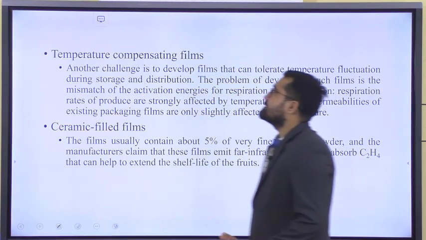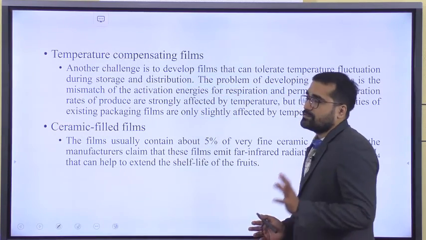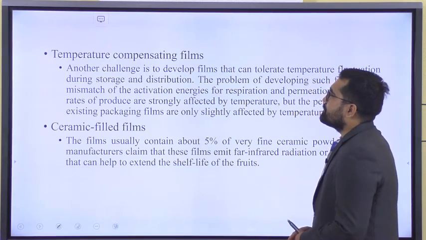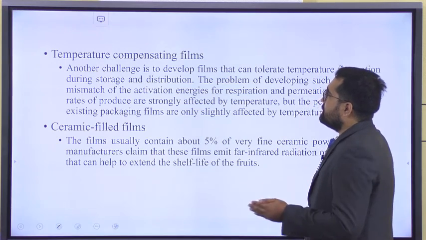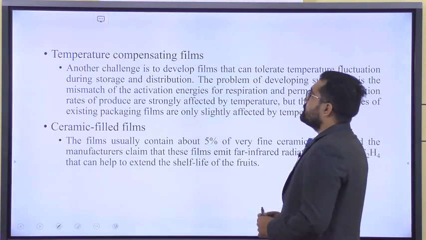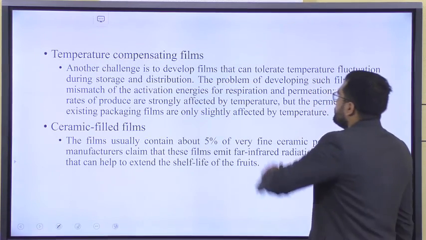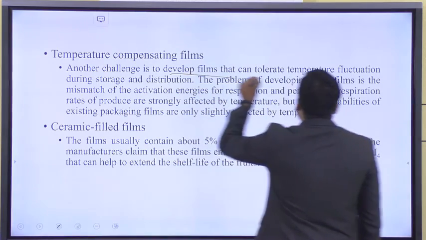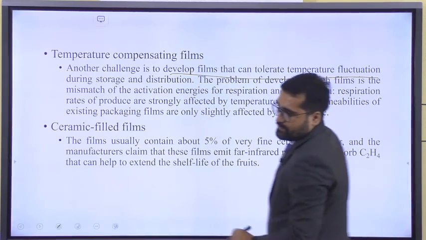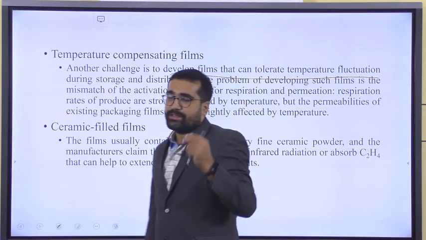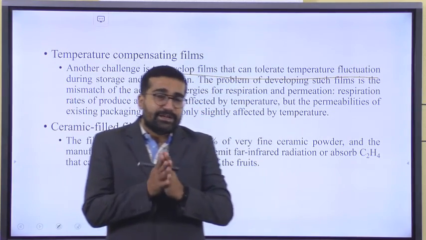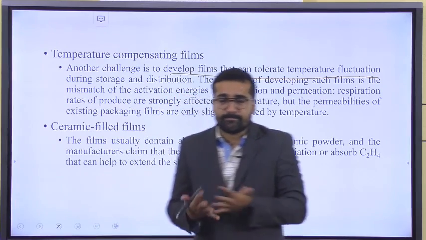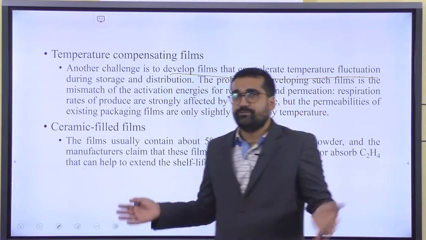Next is temperature compensating film. So sometimes temperature will be the influencing parameter when we are storing the product, okay. So in that what will happen, we develop the film which can tolerate the temperature fluctuation, okay. We develop certain types of material or films which can tolerate that, like we can't maintain the same temperature throughout the storage food chain, right.